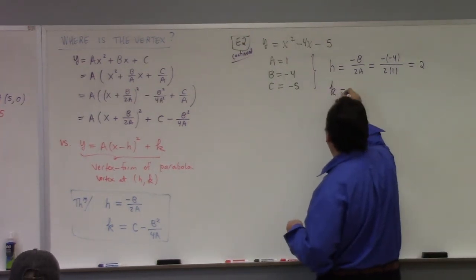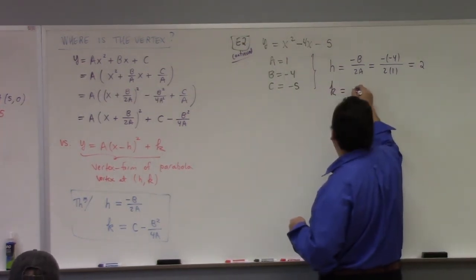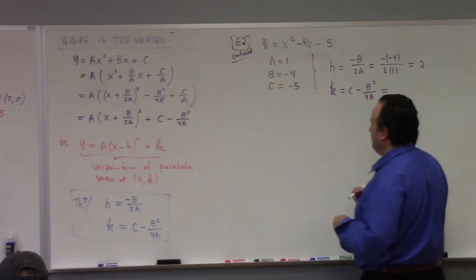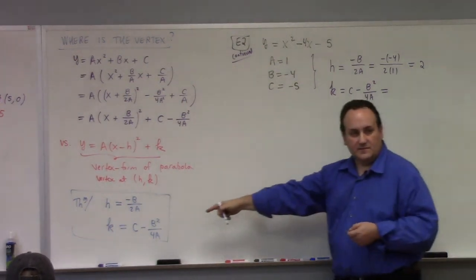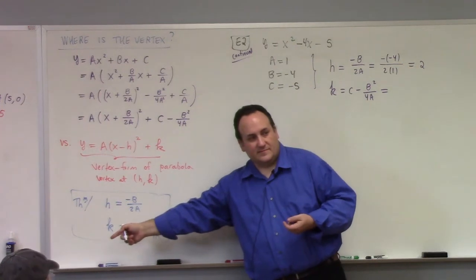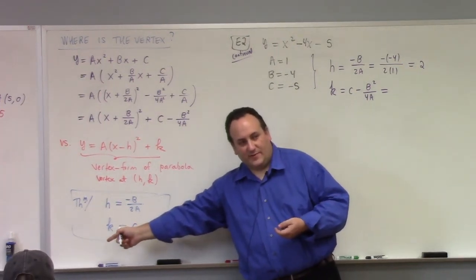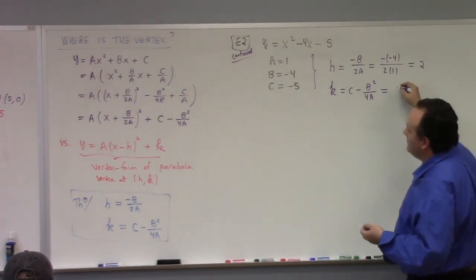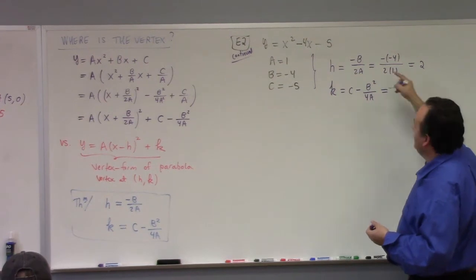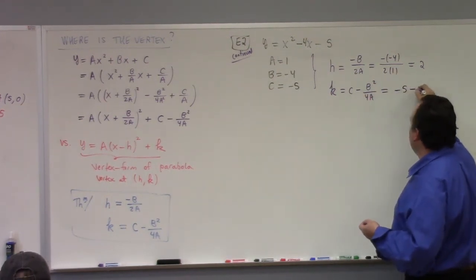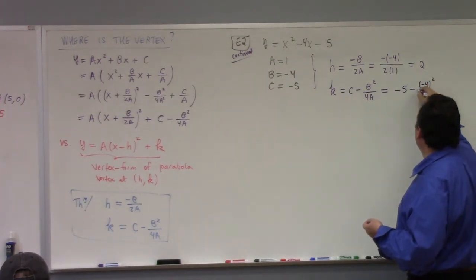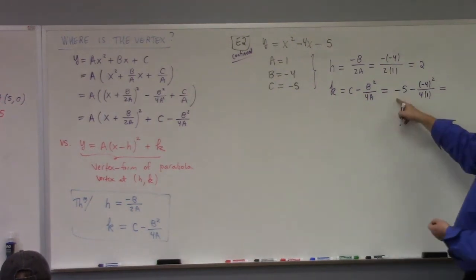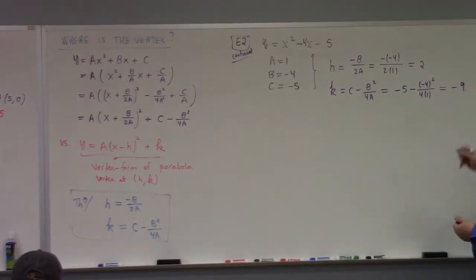k, what was k? c minus b squared over 4a. Now, if you asked me what the formula was for the vertex on any given day, I don't know these formulas. I don't have these memorized. I do nothing but math, and I don't have these formulas memorized, because I can complete the square. It's just easier. Where is c? Oh, here. Minus 5 minus what? Minus 4 squared divided by 4 times 1, which is what? Minus 5 minus 4, which is minus 9.